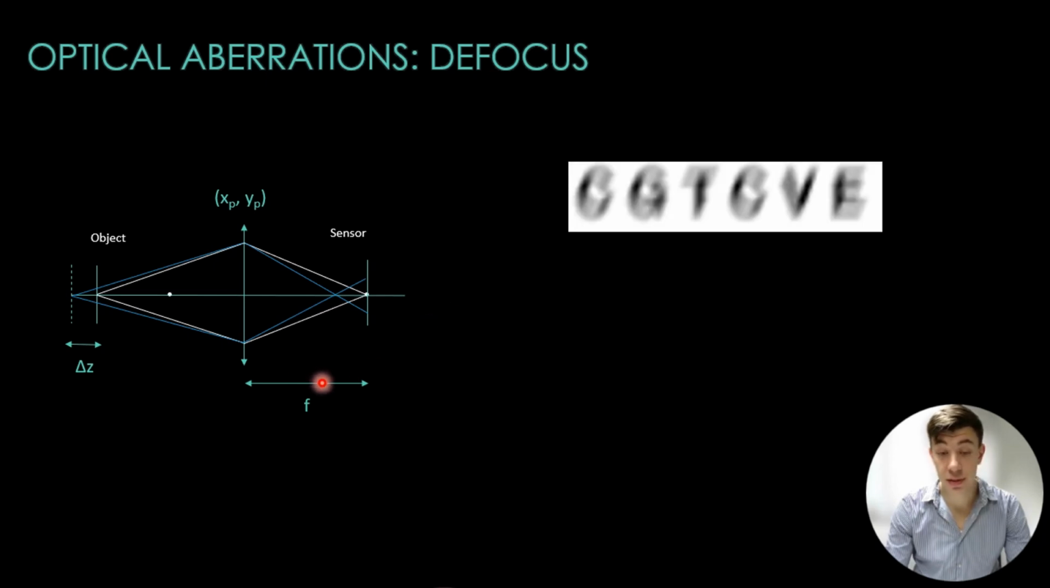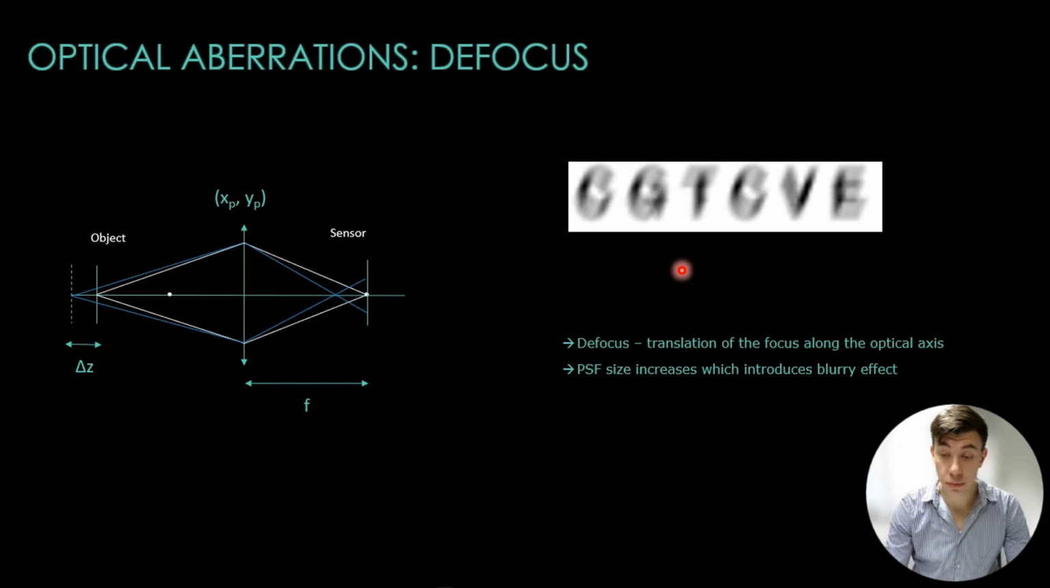This is what we call defocus. You can observe here on this image how defocus is observed in an image. So indeed, defocus is a translation of the focus along the optical axis, and the PSF size increases, which introduces blur effects. So you can fix the defocus by focusing your optical system back.